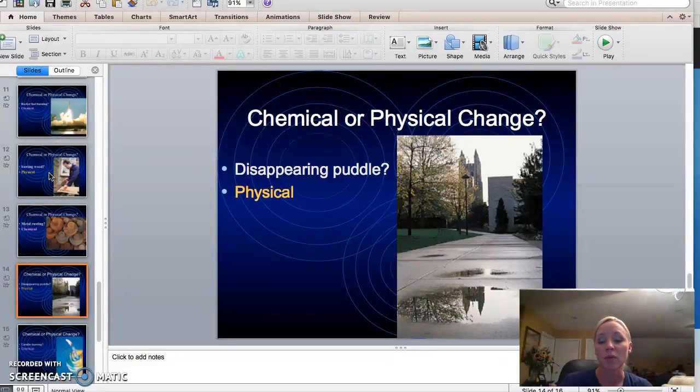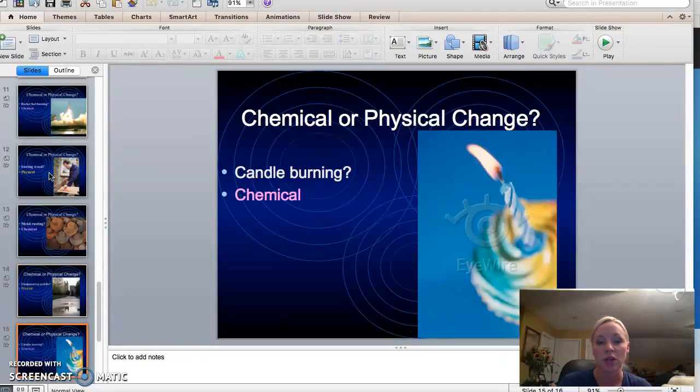A disappearing puddle. That would be water, and it is going to do what? If it disappears, it's going to evaporate. That's just a state of matter change. Solid, liquid, gas, it's going to evaporate back into the atmosphere. So that's just a physical change.